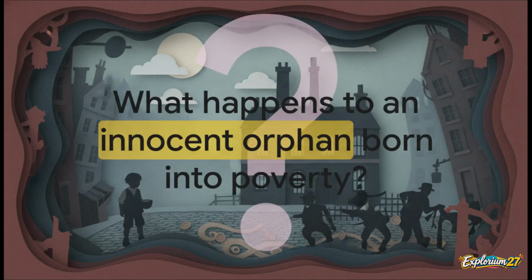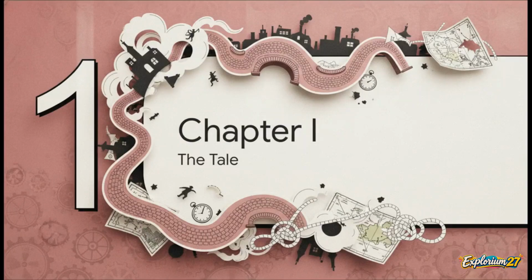We're starting with a massive, really profound question that pulls us straight into the dangerous, poverty-stricken streets of London. Seriously, what happens to a completely innocent orphan who's born into brutal poverty, raised in a cold, unforgiving workhouse, and then just tossed out into the criminal underworld? Dickens doesn't just tell us. He literally forces us to live this reality alongside Oliver. All right, let's get into it.